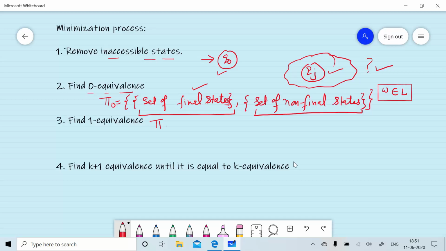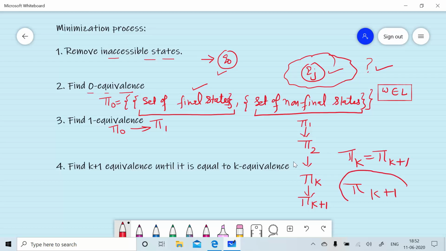We will find π1 from π0. Then we will find π2 from π1. Then πk from πk-1. Then πk+1 from πk, until we find that πk is equal to πk+1. The number of sets in πk+1 represents the number of states in the minimized DFA. For determining π1, for each pair of states in π0, we will check whether they are indistinguishable or not on reading of input symbol from the alphabet.